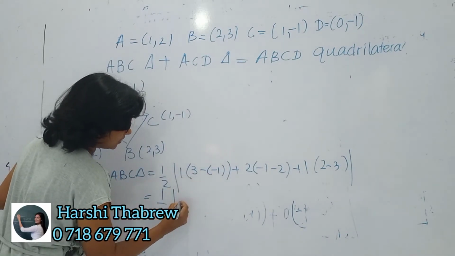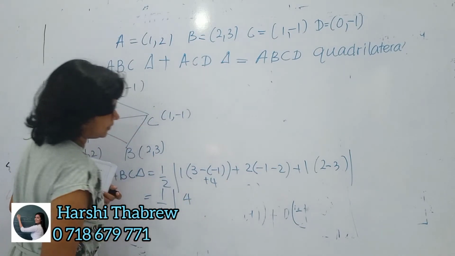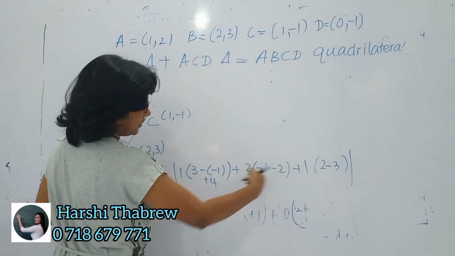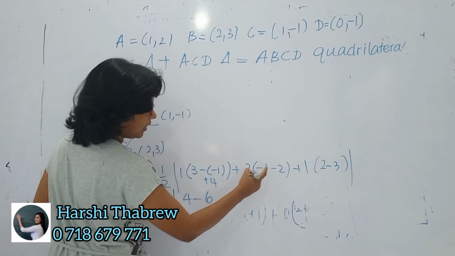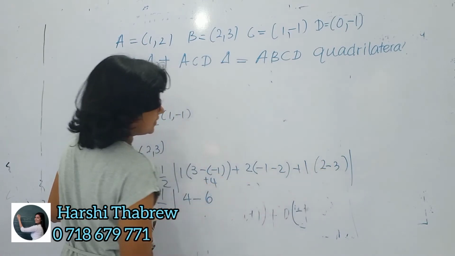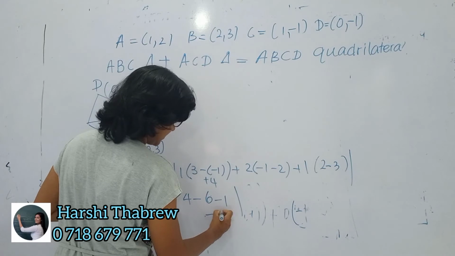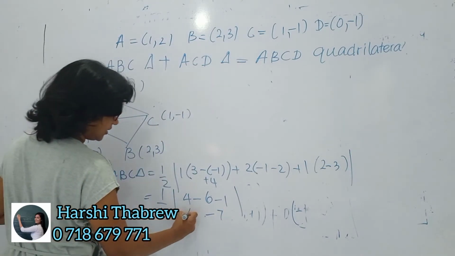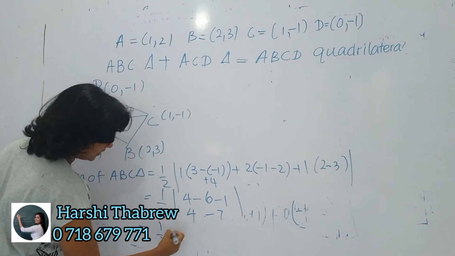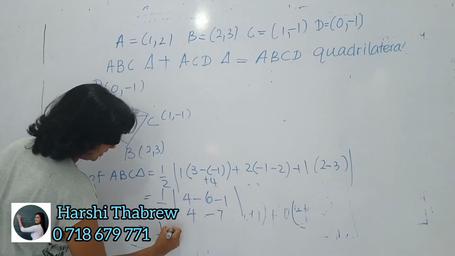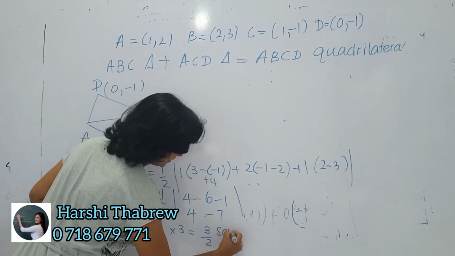Then it's equal to half. 3 minus minus 1 is 4. This becomes plus. 2 minus 2 into minus 3, it's minus 6. Then 1 into minus 1, it's minus 1. Here you have minus 7, negative 7 plus 4, it's minus 3. Then half into the modulus of minus 3, which is 3. Then it's 3 over 2 square units.